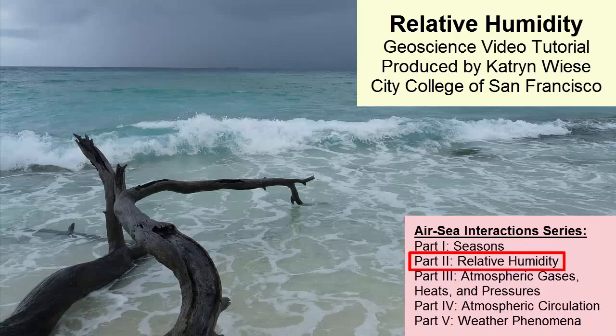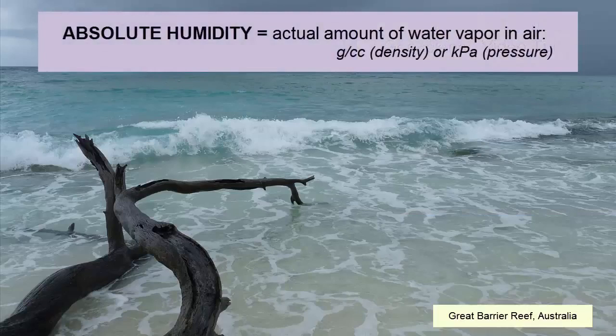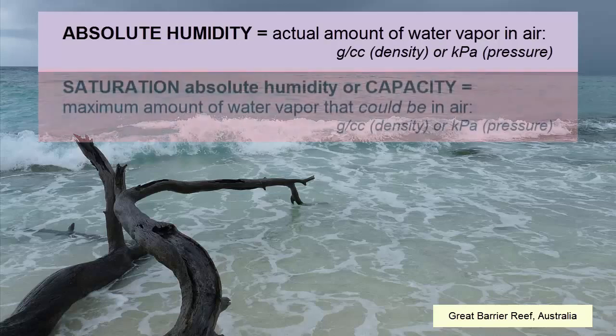Since relative humidity is an important term we use to describe the water content of air, let's make sure we know what it means. Absolute humidity is the amount of water vapor present in a unit volume of air, usually expressed in kilograms per volume of air or in units of pressure.